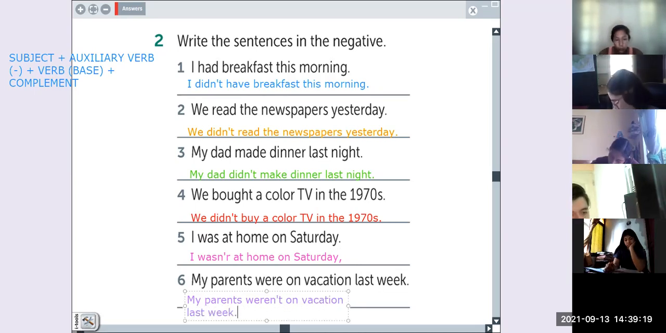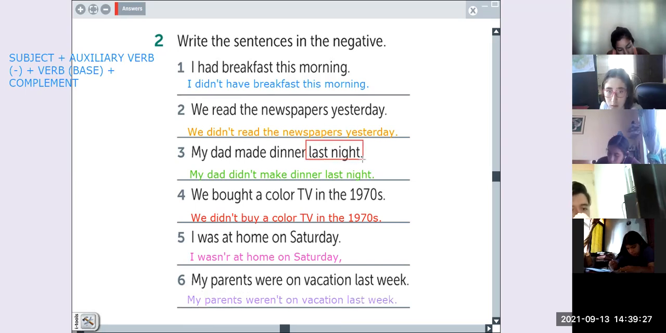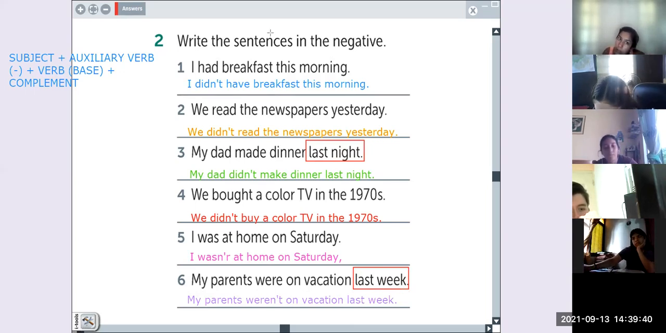Okay. Very good. Como pueden notar, cuando decimos las expresiones de tiempo con last, a ver, last night or last week, no necesitamos decir the last night or the last week. ¿Ok? Solamente last. Very good. Any questions? ¿Alguna pregunta sobre este ejercicio?